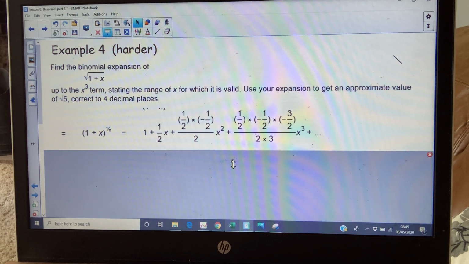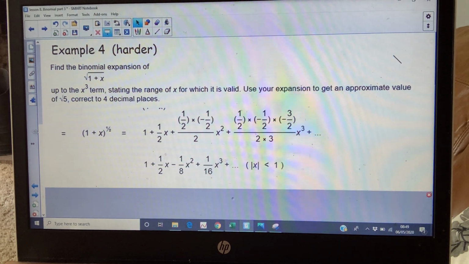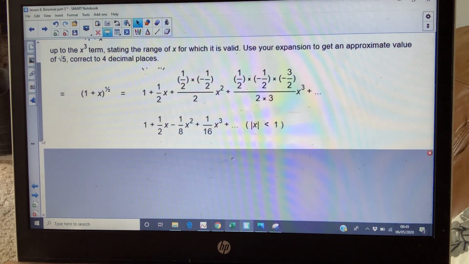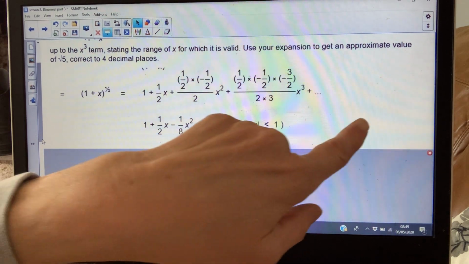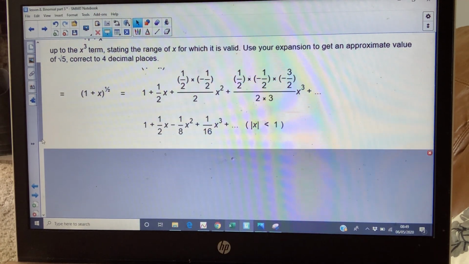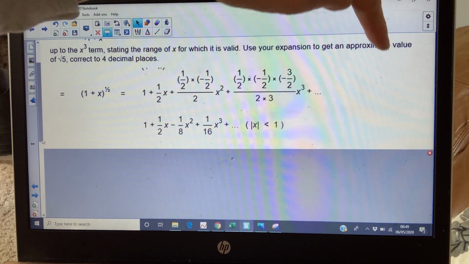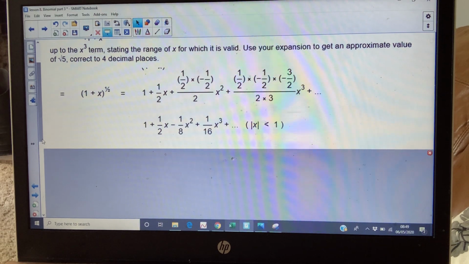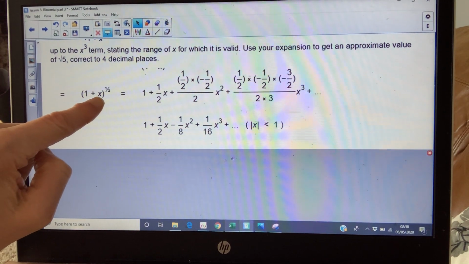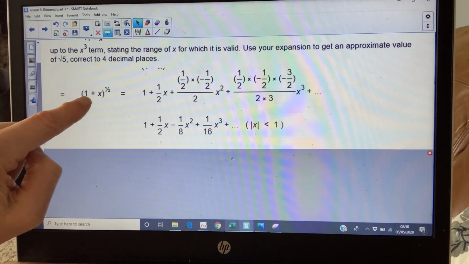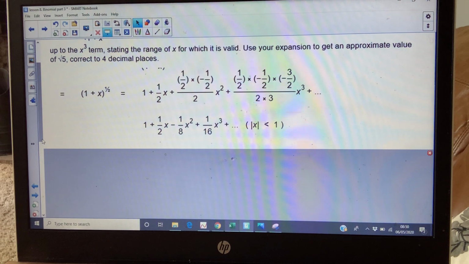There's me putting it in my formula. That's it sorted. And you can see the condition of validity. Now that means x lies between 1 and -1. So there we are. It then says, use your expansion to get an approximate value of the square root of 5. So you think, that's just great, that's easy. All I need to do is replace this x with a 4 and I'll get 1 plus 4 to the power of a half, so the square root of 1 plus 4, the square root of 5.